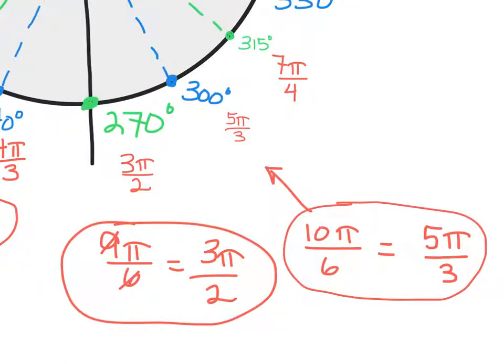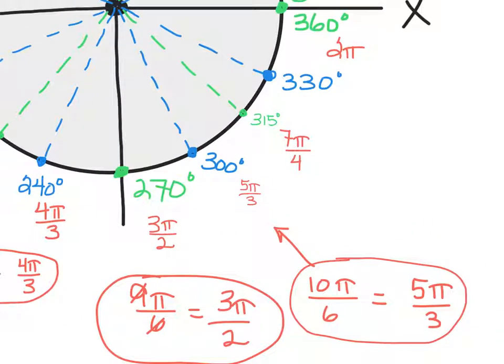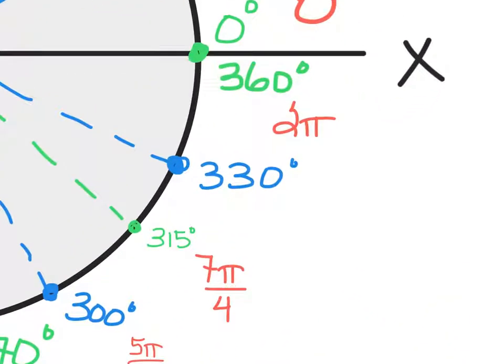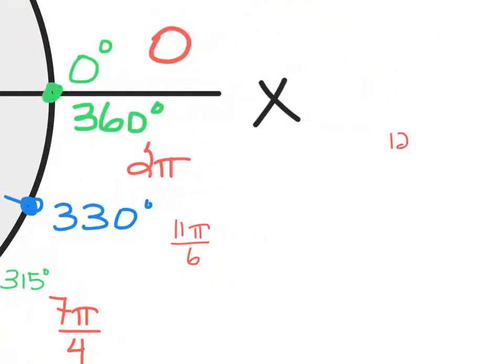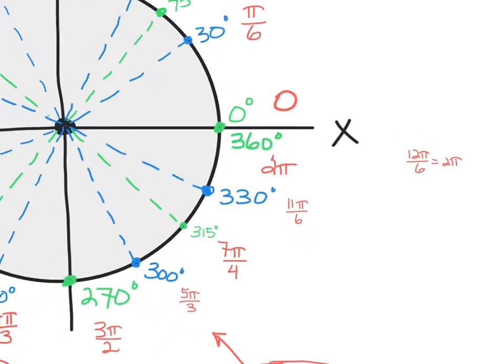I'm circling the ones that I want to erase later. That's 10 pi over 6. Then the 330 is 11 pi over 6, and 11 over 6 cannot be simplified. And again, if you think about going all the way to 360, 12 pi over 6 simplifies to just 2 pi, which we know is 360.